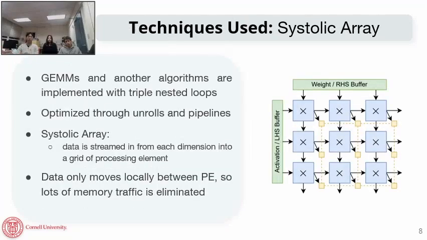Normally, GEMMs and other algorithms are implemented with a triple nested loop, and we optimize typically through unroll and pipeline pragmas. However, for some of our matrix multipliers, we use a systolic array where data is streamed in from each dimension of the systolic array into the processing elements. This means that data only moves locally between PEs, so lots of memory traffic is eliminated, allowing us to be more efficient.